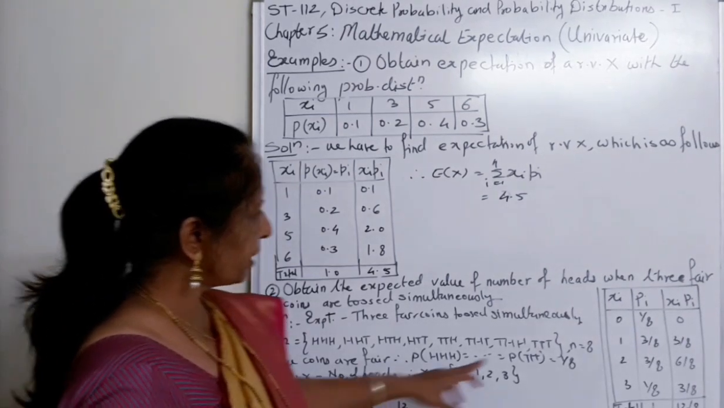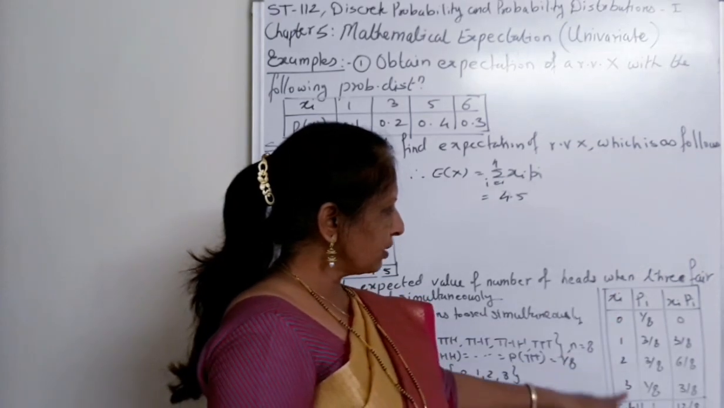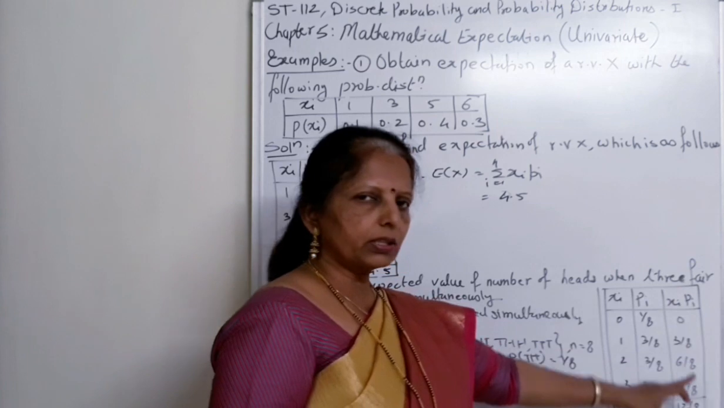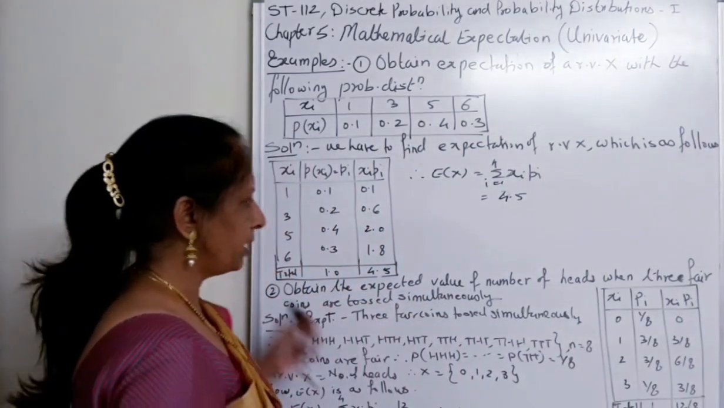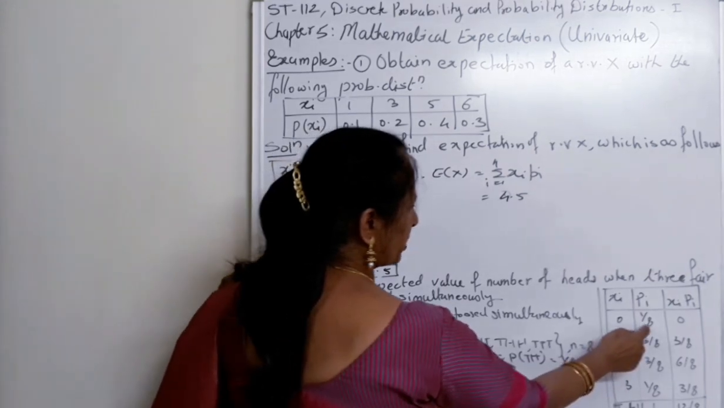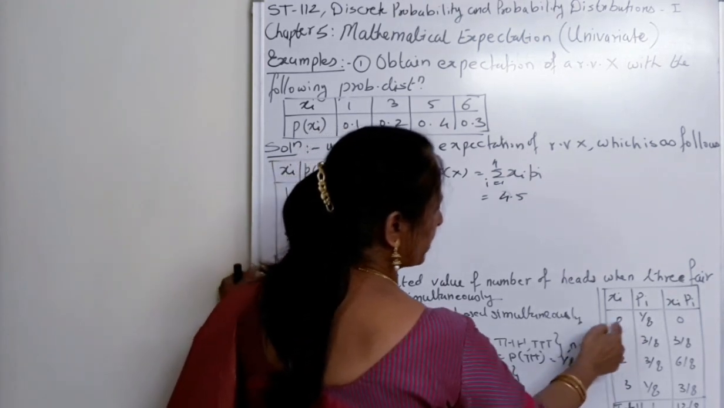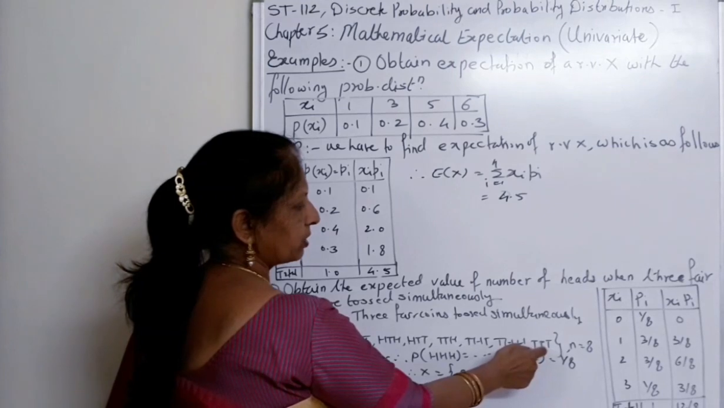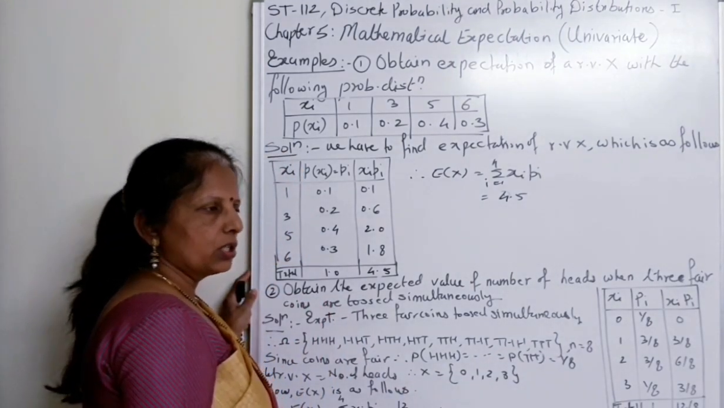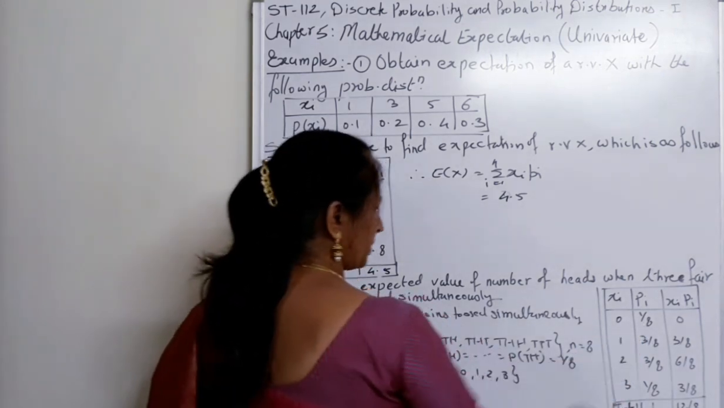Now we are finding the expectation of x. For that I have prepared the table here. The Xi values were written, the Pi values, their probabilities, were written, and then the third column we have constructed as Xi into Pi. What are our Xi values? 0, 1, 2, 3. What is the probability that x equals 0? That means the number of heads equals 0. That is only one sample point, that is T. So its probability is 1 by 8.